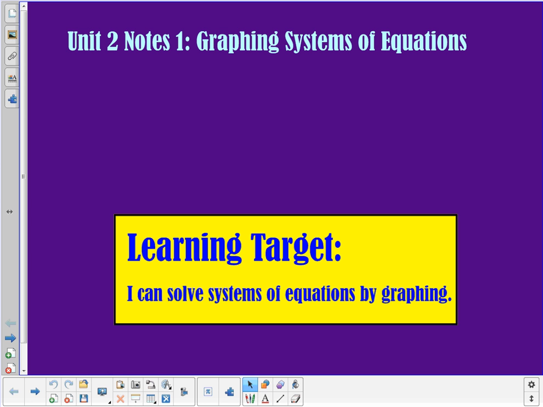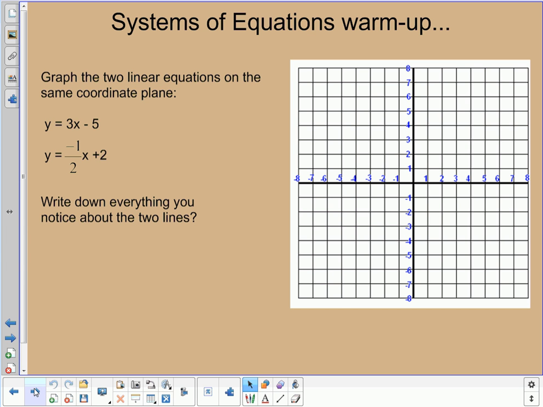Unit 2 moves into systems of equations. So our first notes for Unit 2 is on graphing systems of equations. Our learning target for today: I can solve and graph systems of equations. So let's just talk about what a system is for a second.